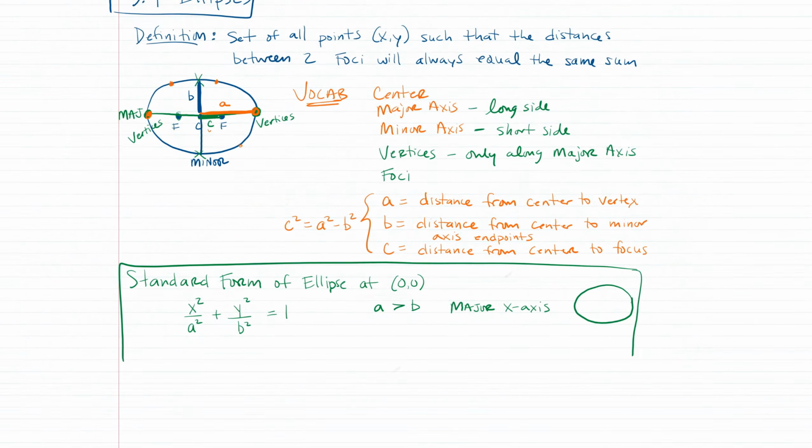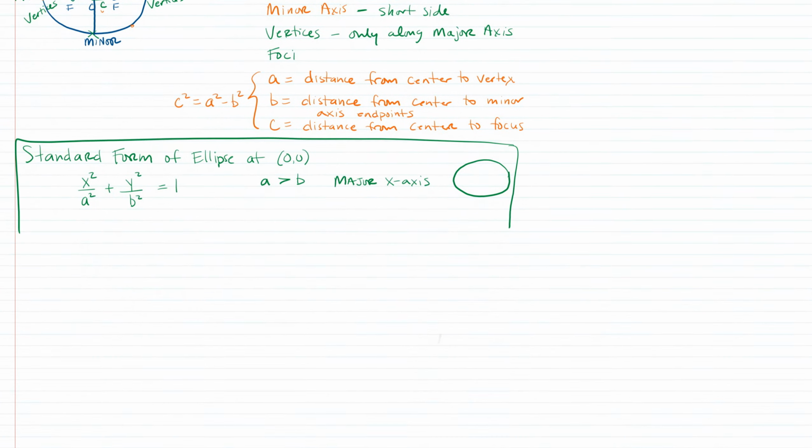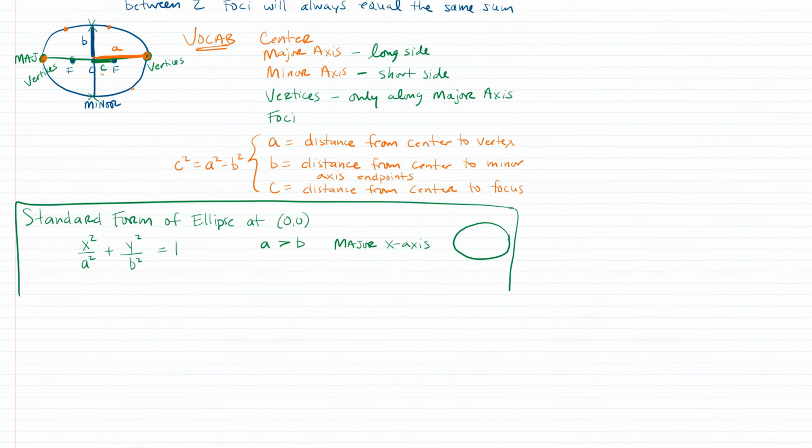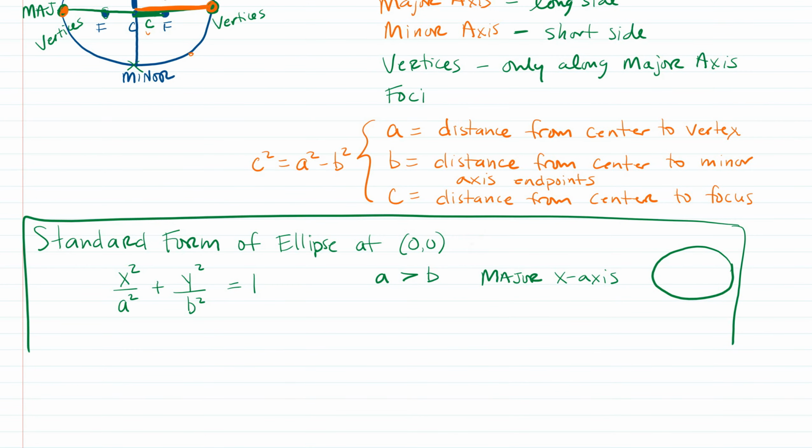So here's the first one, starting with 5.4 ellipses. We left off in class on Friday with the standard form of an ellipse. This ellipse has the equation x squared over a squared plus y squared over b squared equals 1. Information that you need to know: a is greater than b.